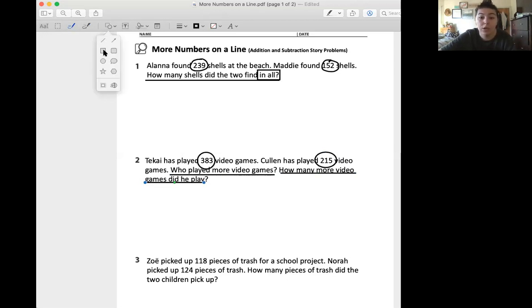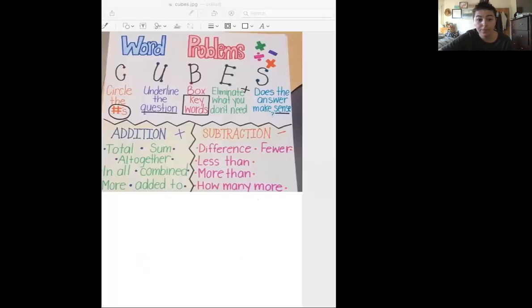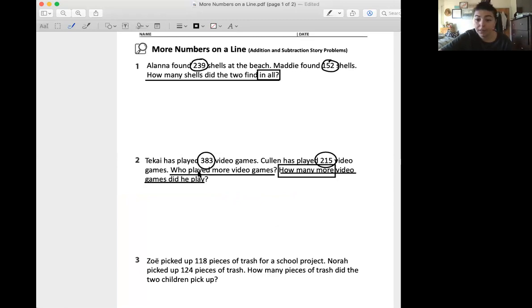Now I need to box my keywords. How many more are my keywords for this, because that's telling me which operation to use, either addition or subtraction. If we go back to our chart here, how many more is subtraction. That tells me to subtract. So now I know that I need to subtract. If I'm using an open number line, remember I'd set up my number line, and put my lower number here and my bigger number here. I already know who played more because I can look at my two numbers and think about which one is bigger. But then I need to know how many more, and that's the part where I have to do some subtraction to solve.